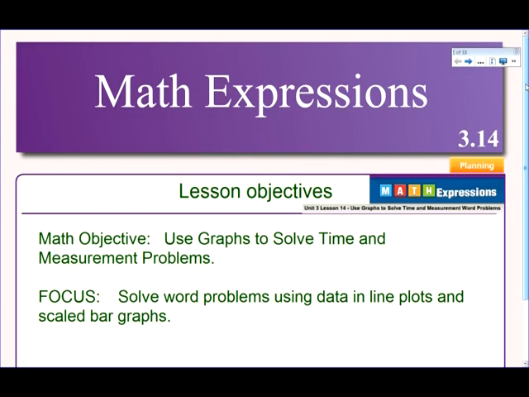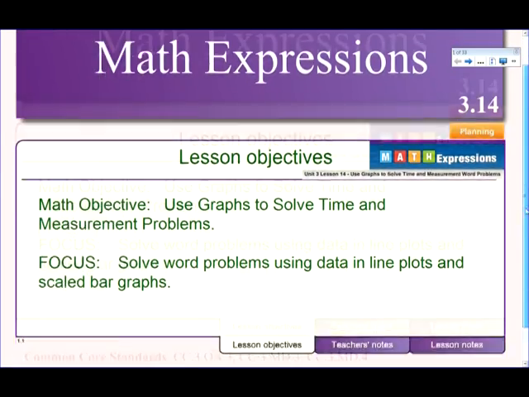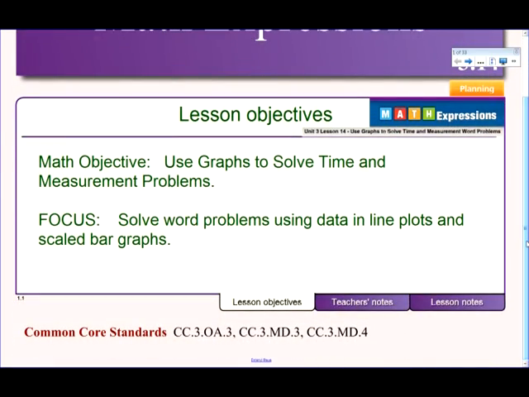Today's lesson is Math Expressions, lesson 3-14, and our objective is to use graphs to solve time and measurement problems. We're going to solve these word problems using data in line plots and scaled bar graphs.